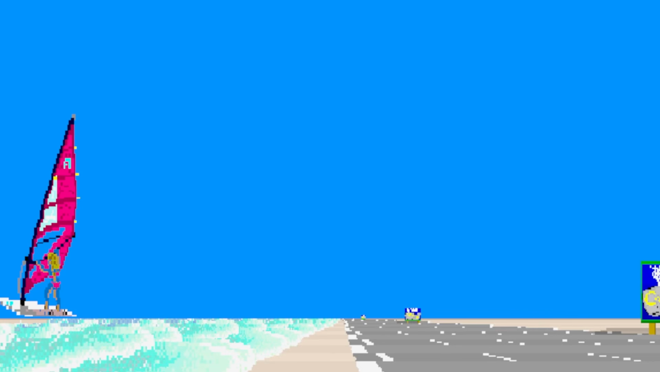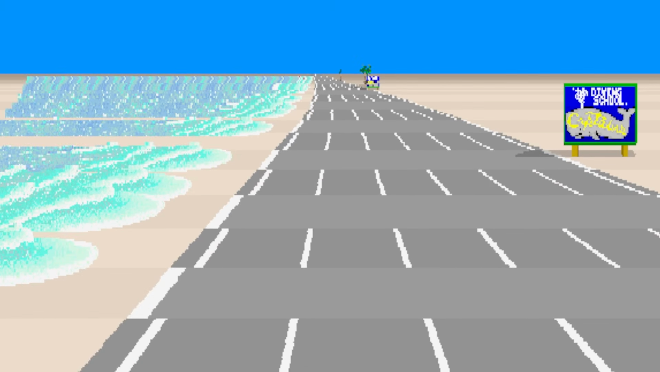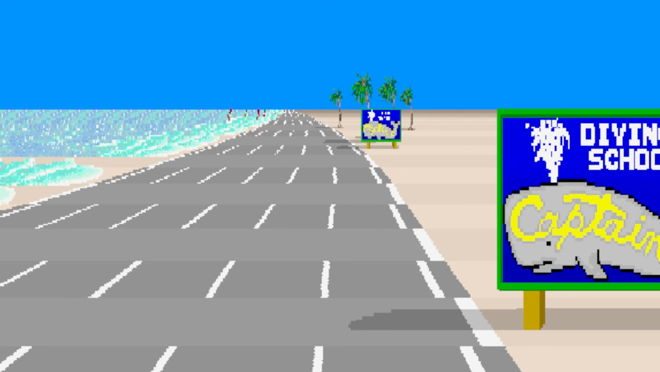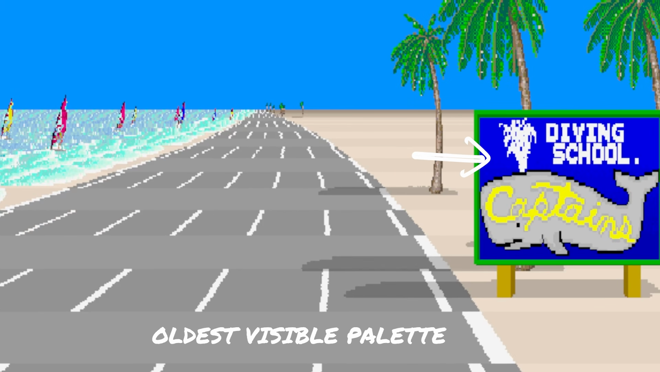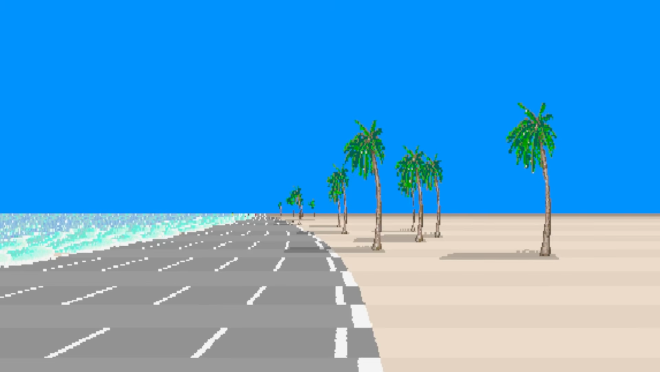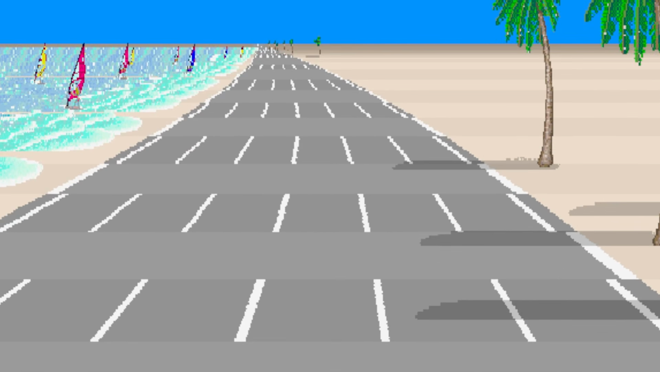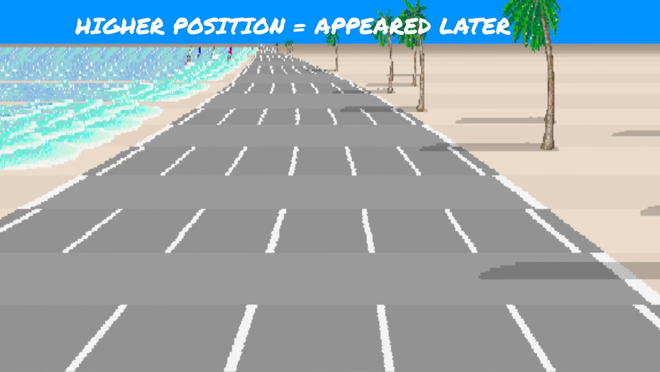The oldest sprite palettes are always removed from memory first, and we determine their age by the position into the level they are spawned at. A palette with a lower position number is spawned at the start of the level, and a higher position number spawned towards the end of the level.